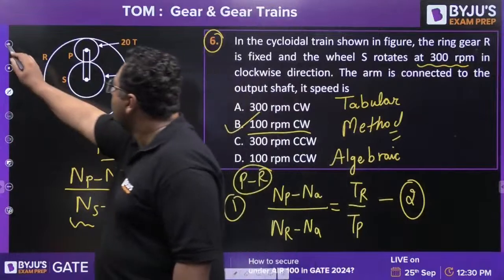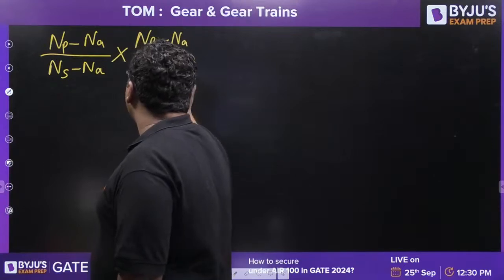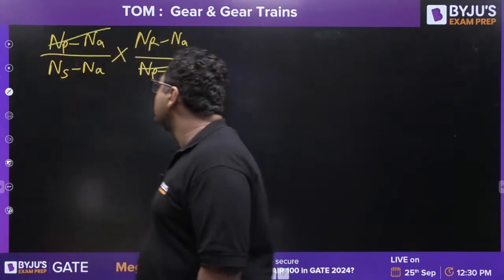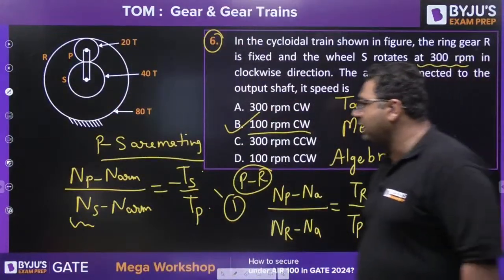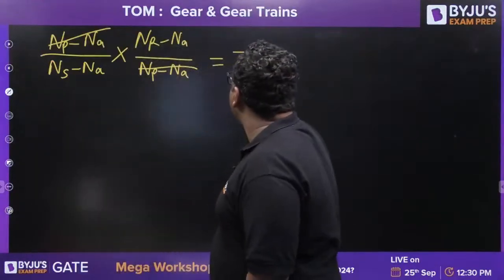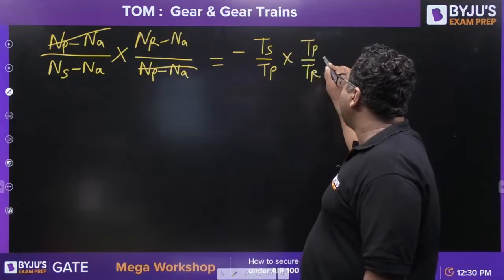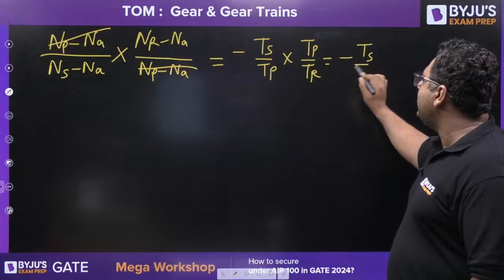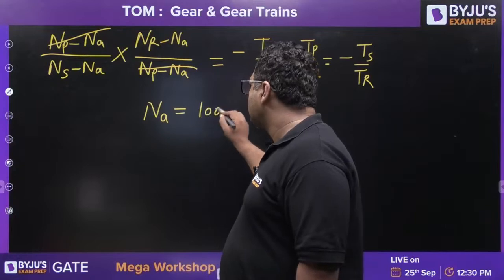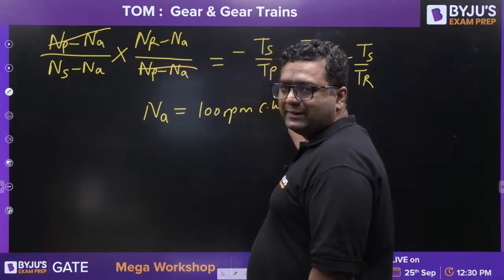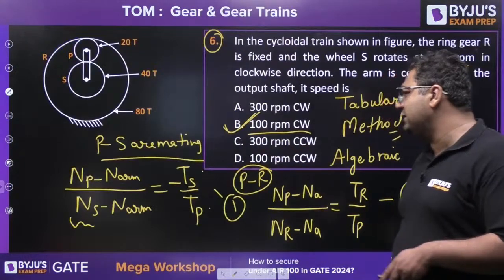NR minus NA by NP minus NA. You know NP minus NA will get cancelled out. And here you will be getting in multiplication TS by TP into TP by TR. So TP will be getting cancelled out, minus TS by TR. So you will be getting N arm as 100 RPM clockwise. Positive means clockwise, because we have taken clockwise positive, anti-clockwise negative.